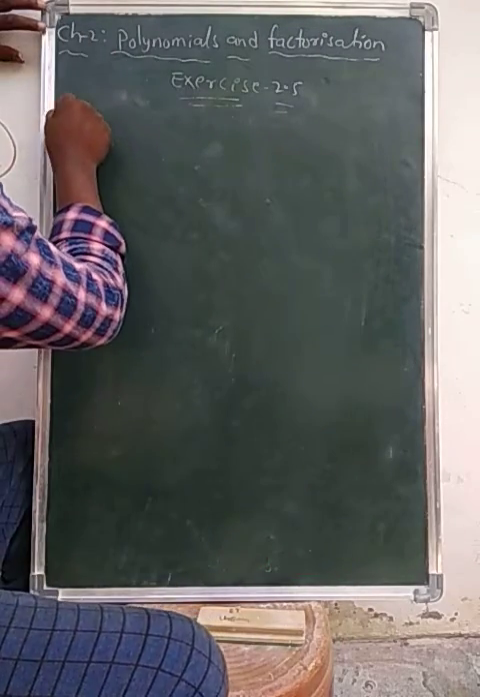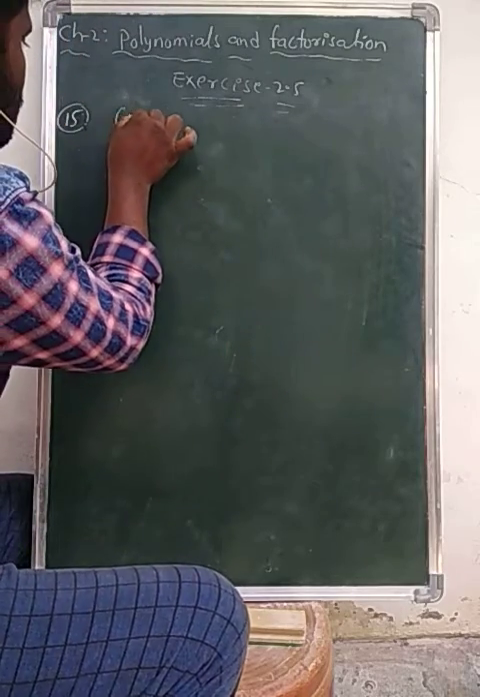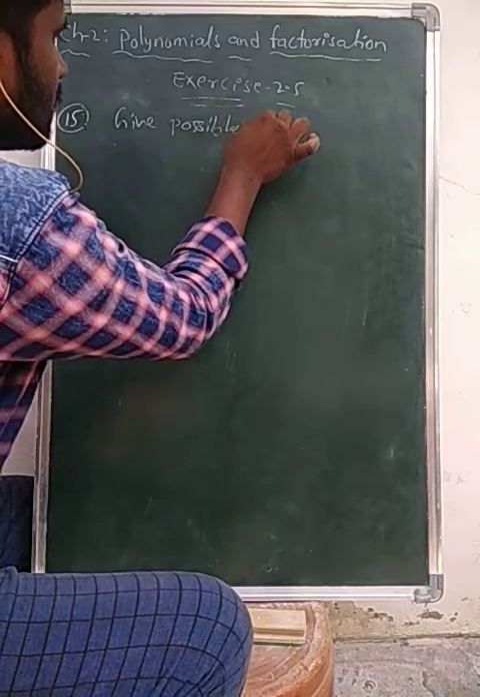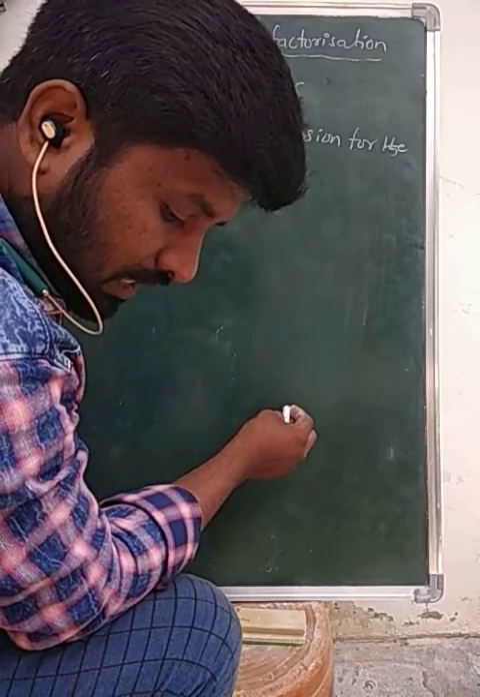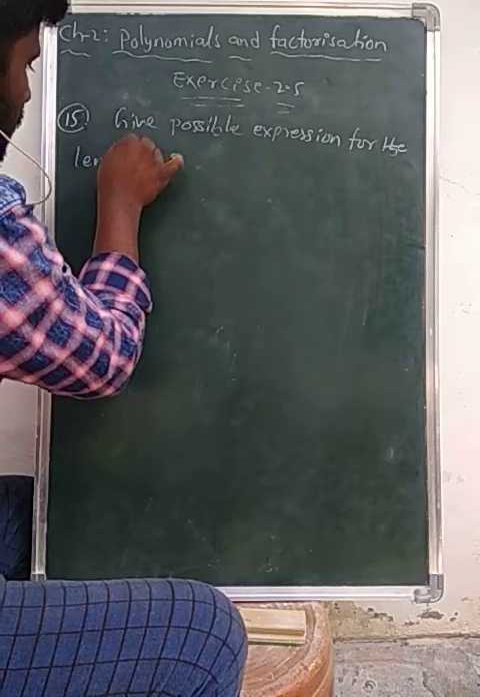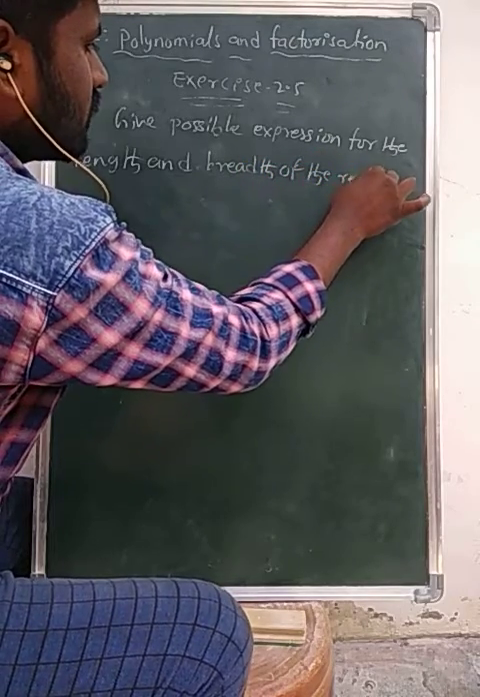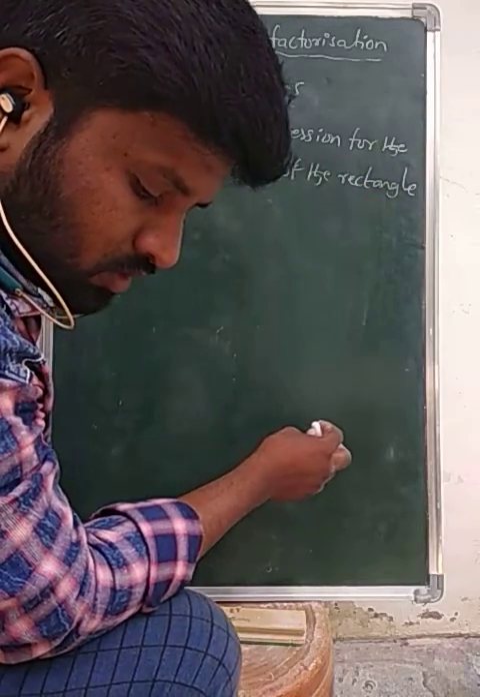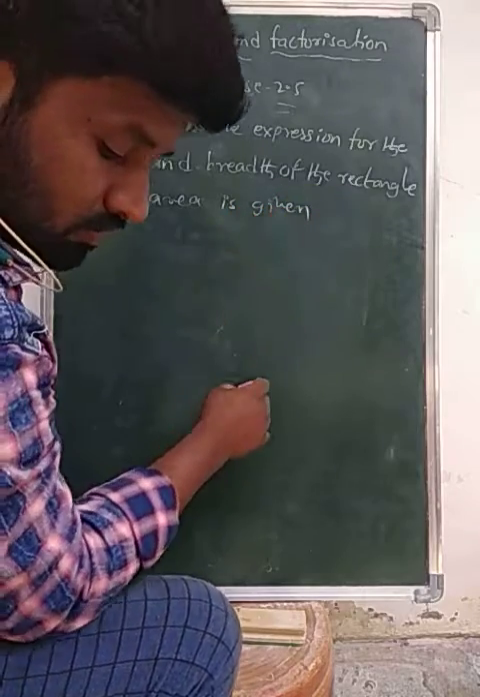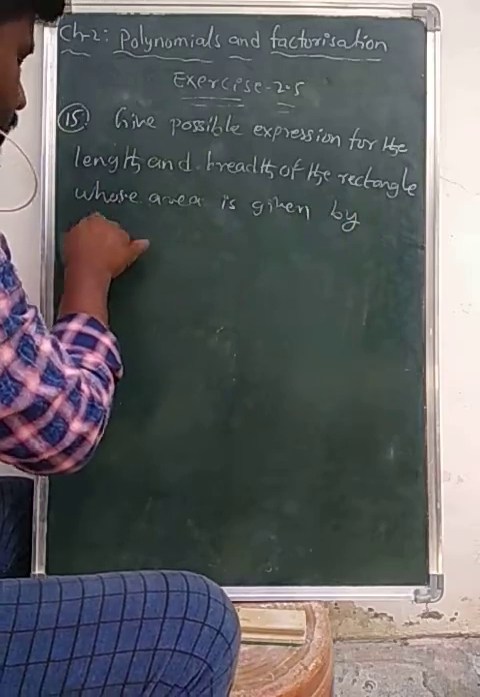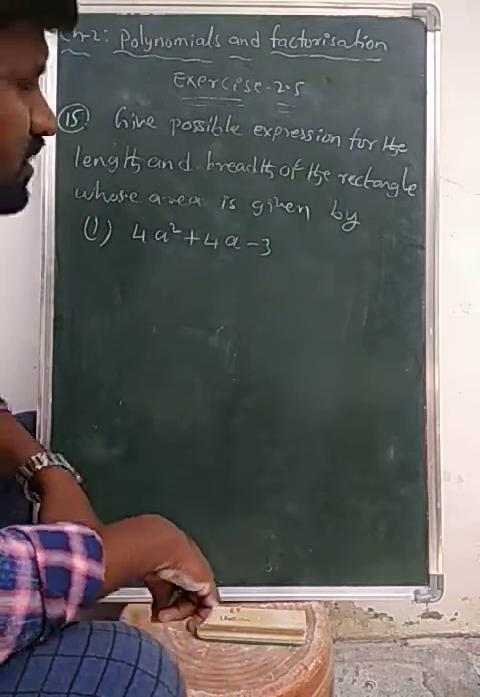Question number 15. Give possible expressions for the length and breadth of the rectangle whose area is given by 4a square plus 4a minus 3. Okay, so this is the question.